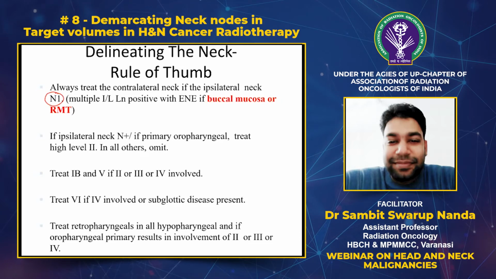We need to treat the retropharyngeal in all hypopharyngeal, and if oropharyngeal primary tumor results in involvement of level 2, 3 or 4. So an oropharyngeal primary with involvement of level 2, 3, 4, retropharyngeal is to be taken. In hypopharyngeal, in case of N0, treating retropharyngeal may not be necessary, but some of the surgical series from the older series have shown that the chances of involvement of retropharyngeal in that is even around 5%. So it is better to take the retropharyngeal group.